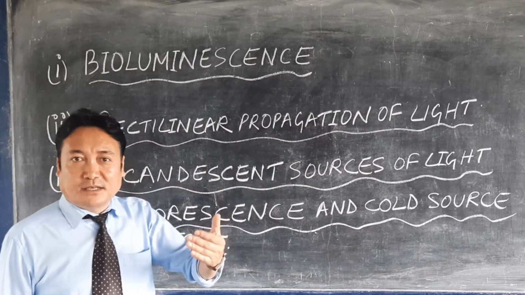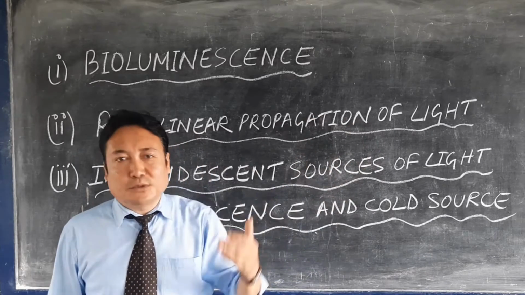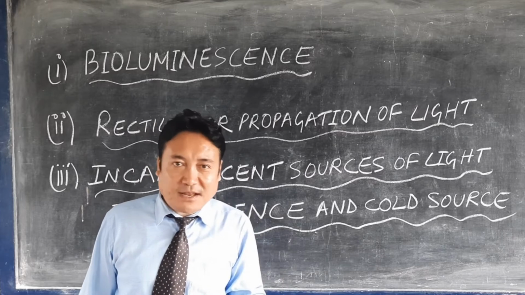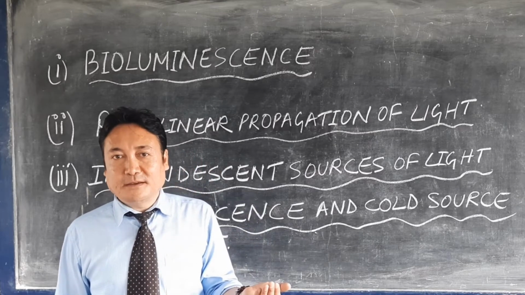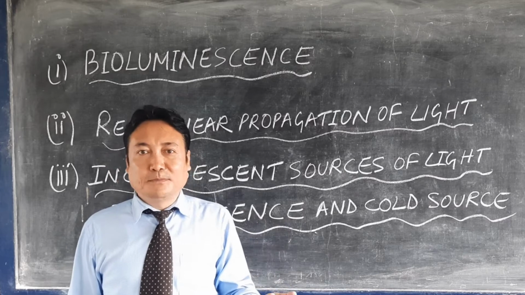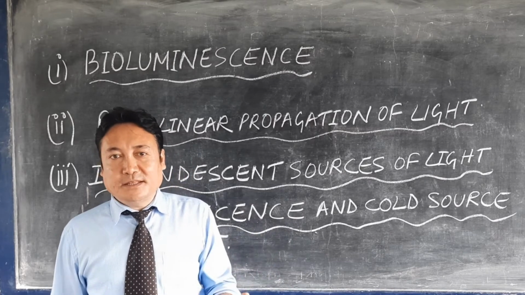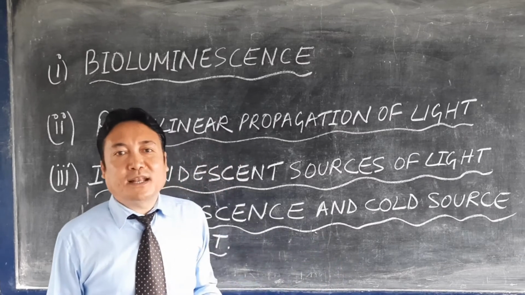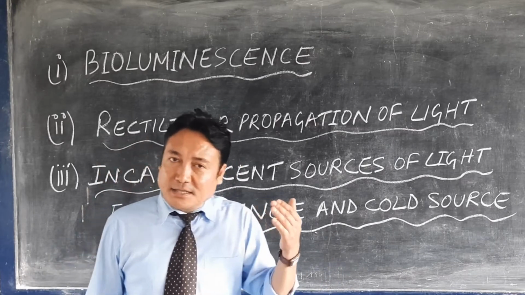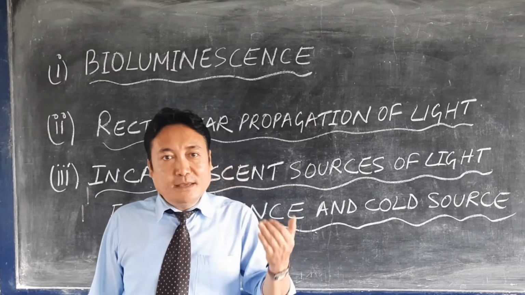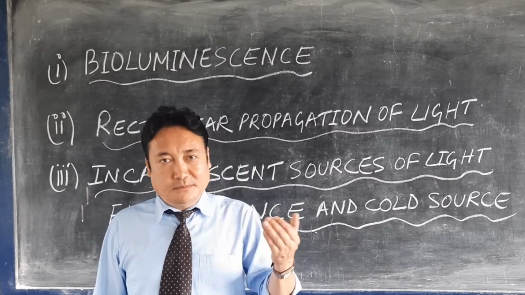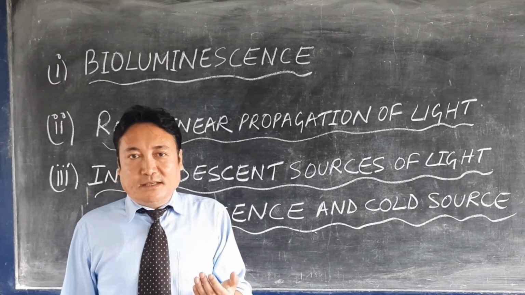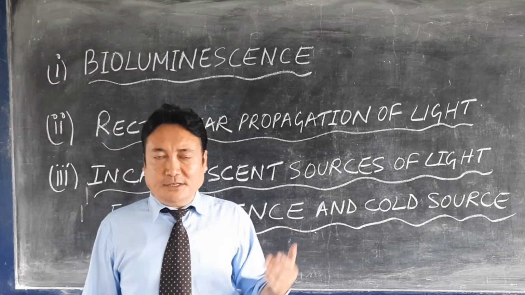There are some creatures. As we know, natural sources of light are the sun and stars. Artificial sources of light are also there, which we call man-made, like an electric bulb, candle, tube lights, LED bulb. All these are artificial sources. But there are some organisms also which can emit light, apart from the candle, electric bulb, LED, star, sun, etc.